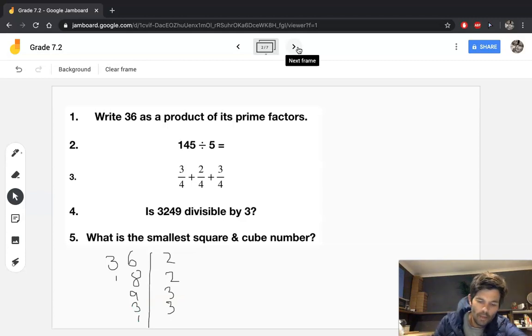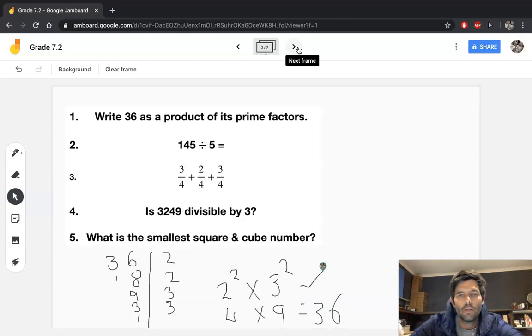And remember, we write that as 2 squared times 3 squared. And you know that's 4 times 9, which equals 36. So you know that it must be correct. Remember to always check your work, guys.